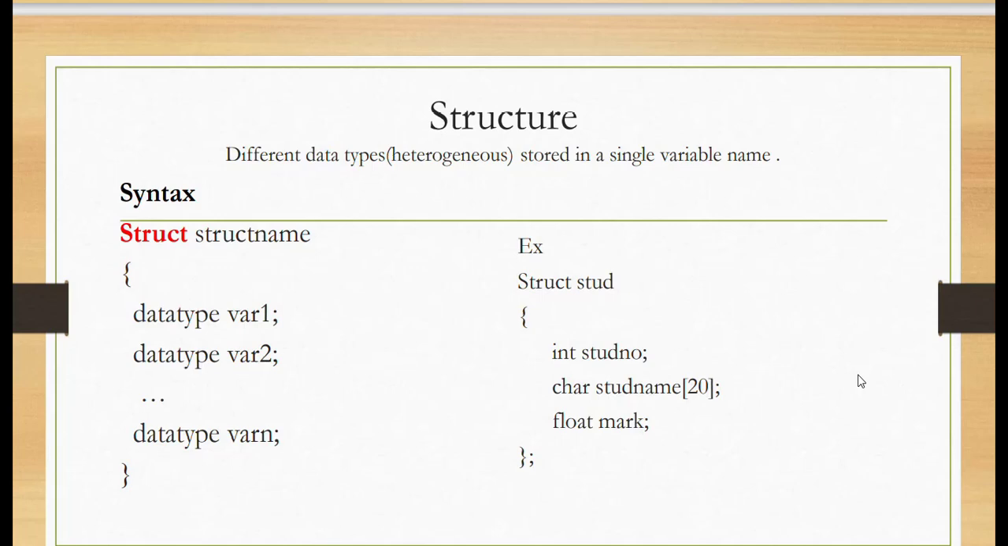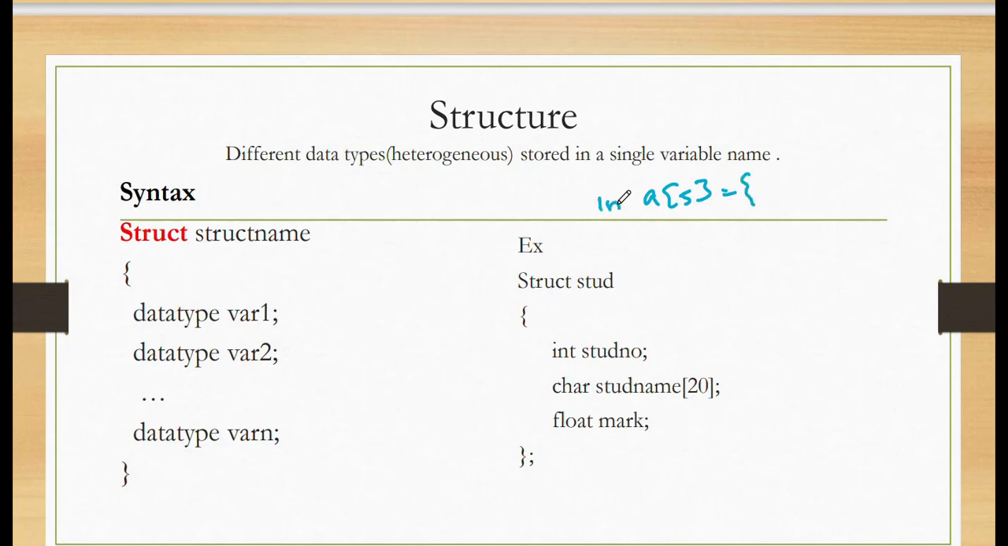Structure. Structure means different data types stored in a single variable name, whereas arrays store the same data type. For example, in A of 5, I can store only integer data types, right? So all the data inside the array should be the same data type: 1, 2, 3, 4, 5. Whereas a structure stores different data types in a single variable name. It's also called heterogeneous, different.